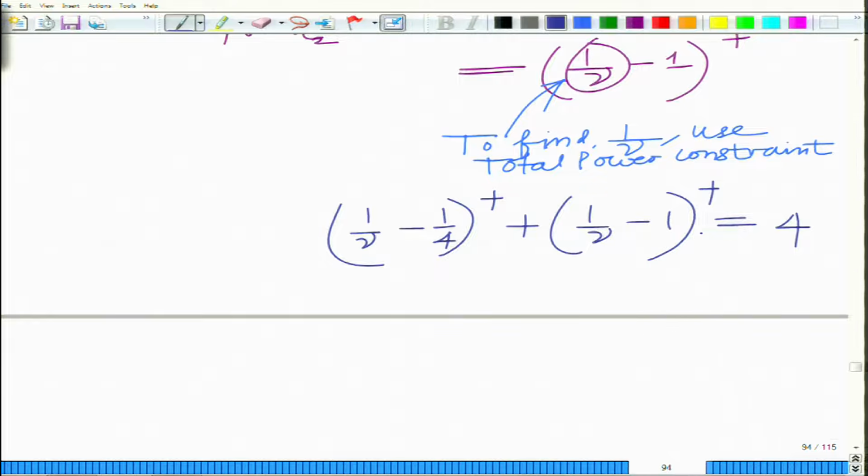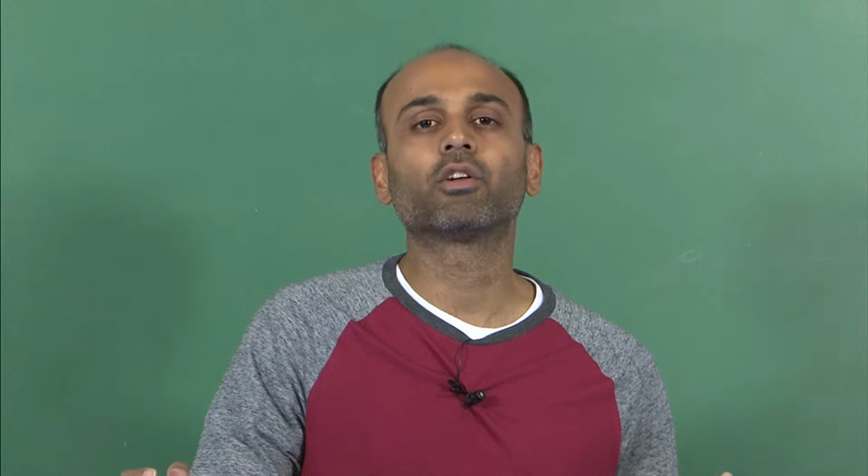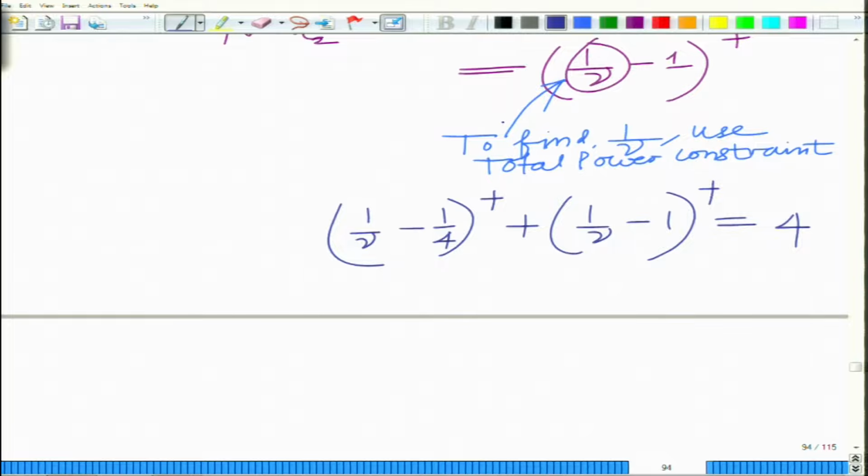Now, observe, we do not know what each of these quantities is, because this plus indicates that each power is equal to this quantity if it is greater than or equal to 0, and 0 otherwise. So, we do not know. That depends again on the value of 1 over nu, which we are again trying to find. So, this is basically a non-linear equation, although it might appear linear; because of this function x plus, it becomes a non-linear equation.